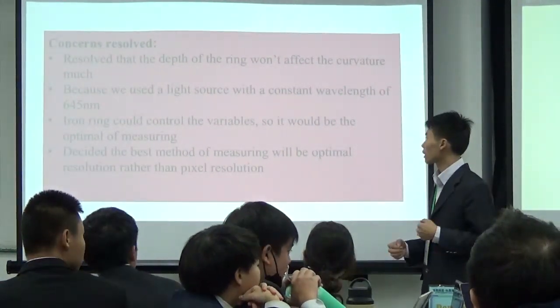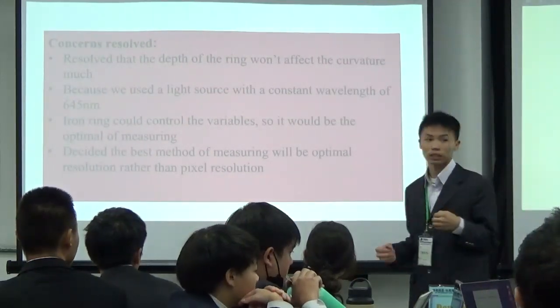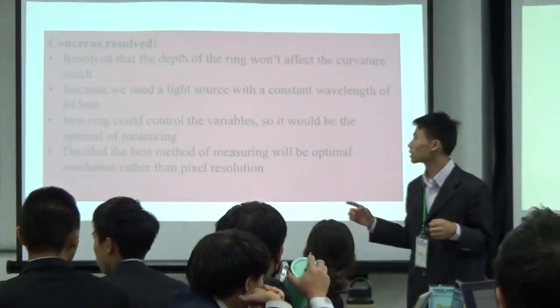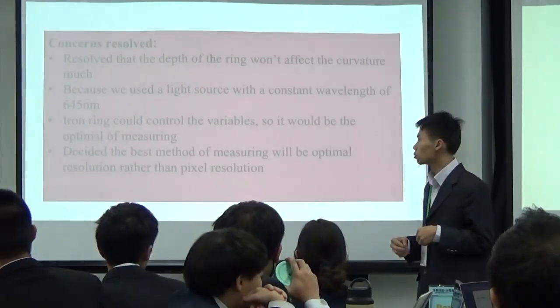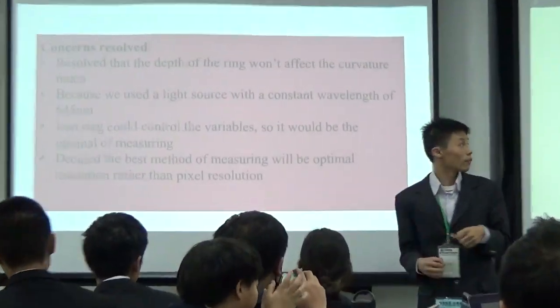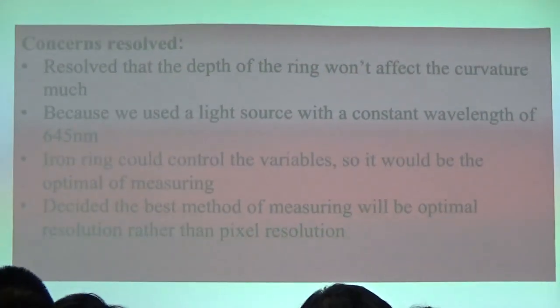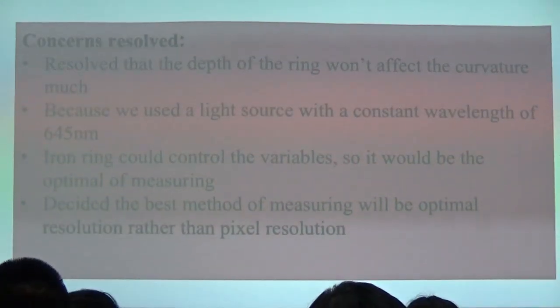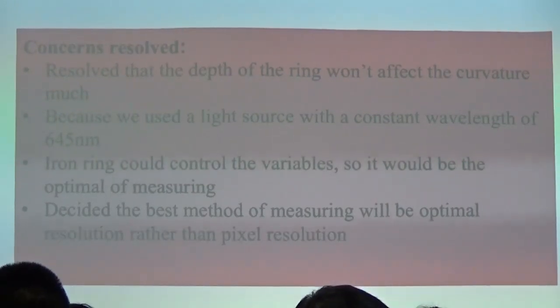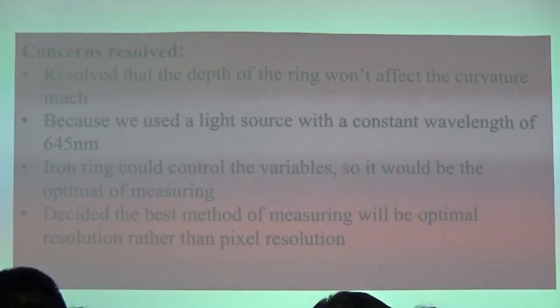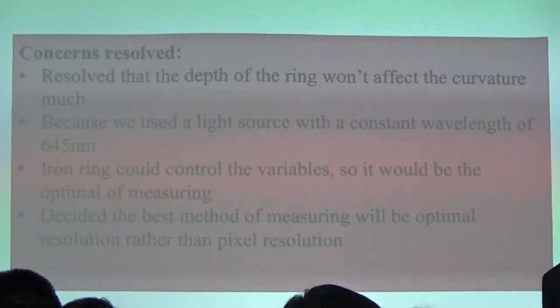Then, because we use a light source with a constant wavelength of 546 nanometers, the error ring could show the variables, so it will be the optimal measure. And we decided the best method of measuring will be optical resolution rather than pixel resolution.